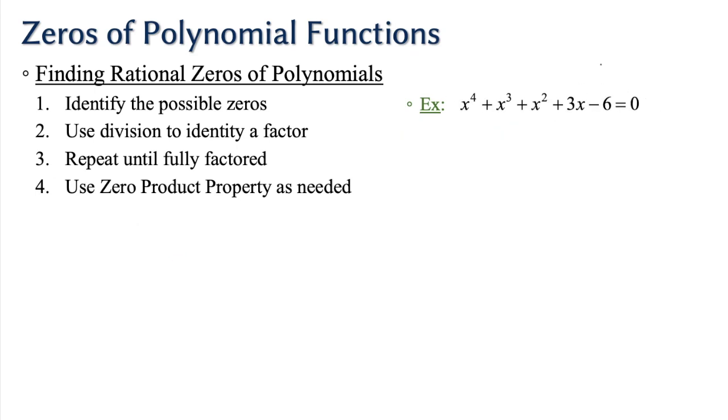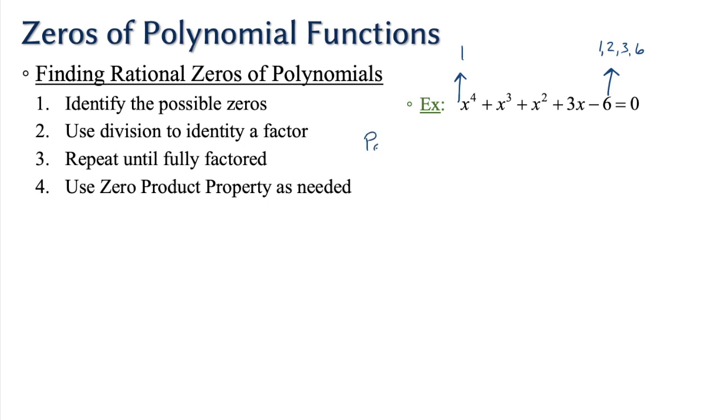So looking at the factors of our constant, we have 1, 2, 3, and 6. Now the leading number is a 1, so that's really helpful. When I look at all the factors of this number divided by this number, it's 1 divided by 1, 2 divided by 1, 3 divided by 1, and 6 divided by 1. So we don't have any fractions, right? They'll all be integer values.